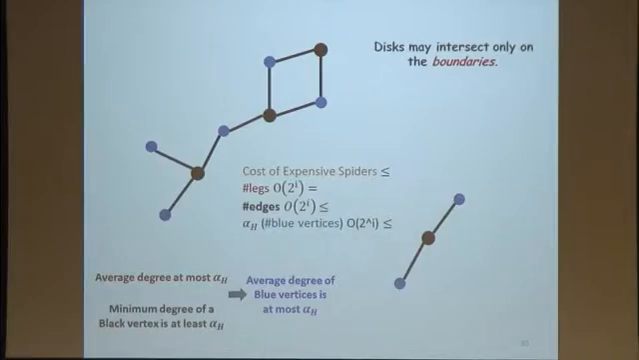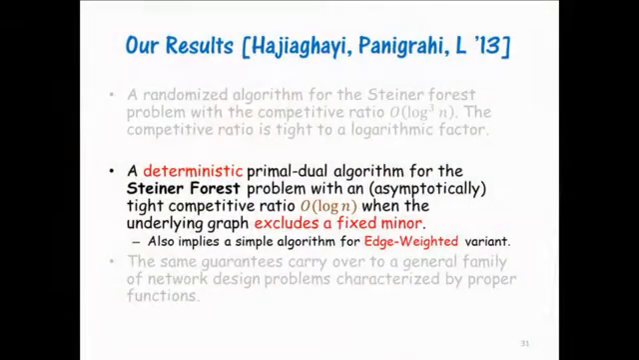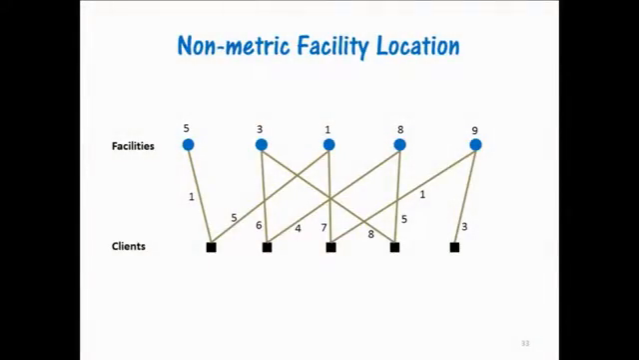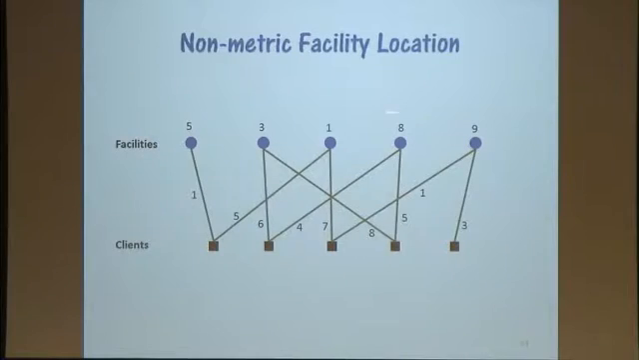Now, let's see what we can do for the general case. As I promised, this has something to do with non-metric facility location. Let's define this problem. In the non-metric facility location problem, we have a set of clients and a set of facilities, each with an opening cost. If you want to open the facility, you need to pay this much. And if you want to connect a client to a facility, you need to pay the weight written on that edge.